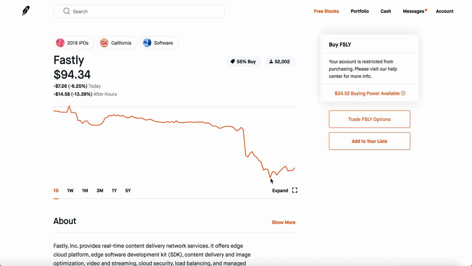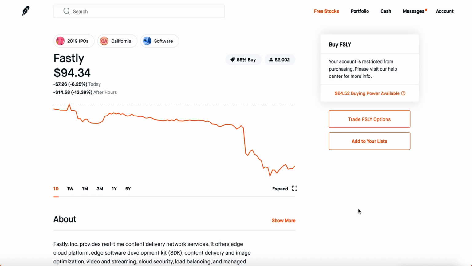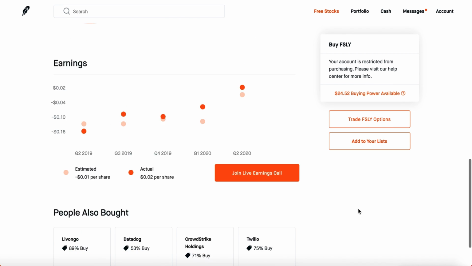It's down 13%. It did recover from about $90.95. It was negative 16.5 at one period. Now it has gone up a little bit. And currently, if you check out the overall earnings, guess what?